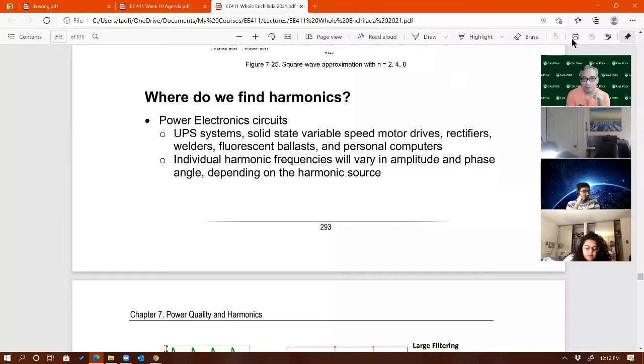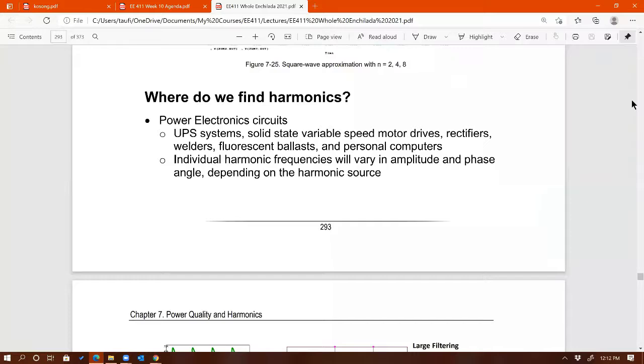Okay, let's continue our discussion on power quality. The main power quality related event to power electronics is harmonics, right? So where do we find harmonics?